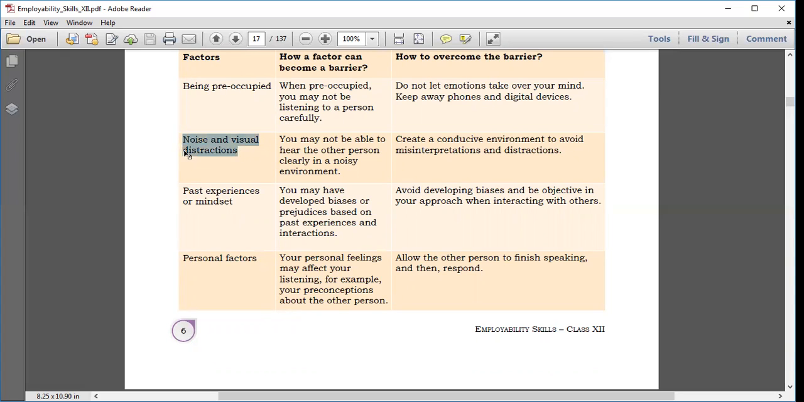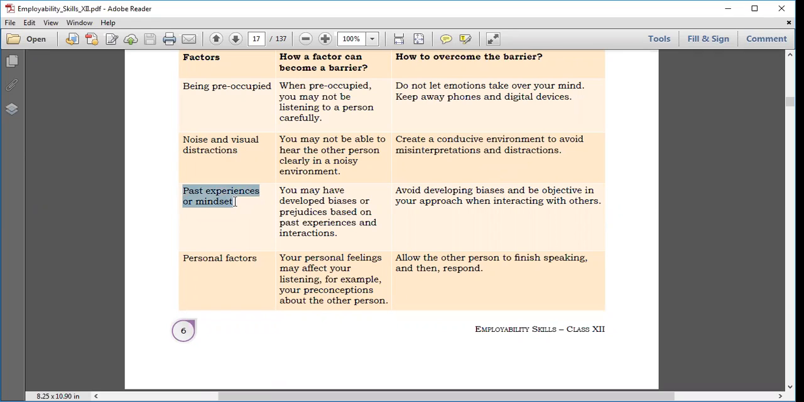Then barriers में noise और visual distraction भी आते हैं. You may not be able to hear the other person clearly in a noisy environment. Like if you're walking on the road and you're talking to somebody on phone, तो road पे बहुत सारा शोर होता है. So that can be one kind of barrier in communication, right? So in such a case, you should create a conducive environment to avoid misinterpretation and distraction. You should move away from that noise. You should sit at a place where noise is not there, right?